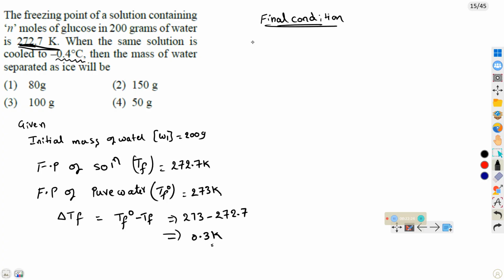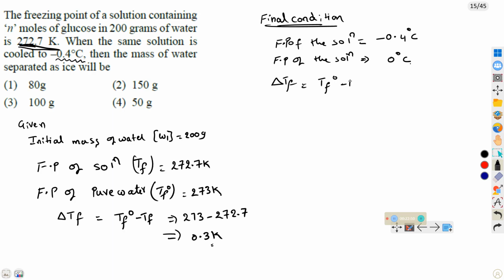Temperature. Freezing point of the solution equals minus 0.4 degrees Celsius. Freezing point of the solvent is 0 degrees Celsius. Delta TF is equal to TF naught minus TF, 0 minus minus 0.4, then you will get 0.4. This is the difference in temperature, either in degrees Celsius or it can also be written as 0.4 kelvins.